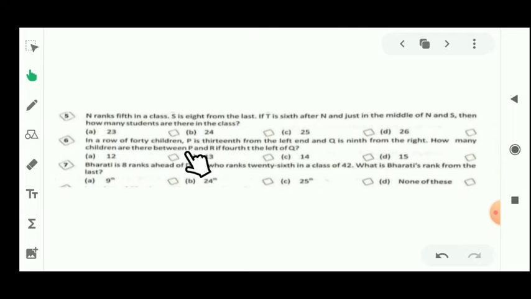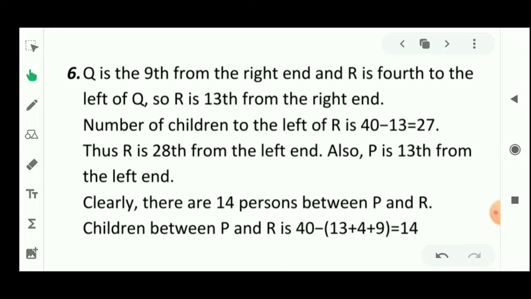In a row of 40 children, P is 13th from the left and Q is 9th from the right. Then how many children are between P and R if R is 4th to the left of Q? Let's see the solution of this given question.